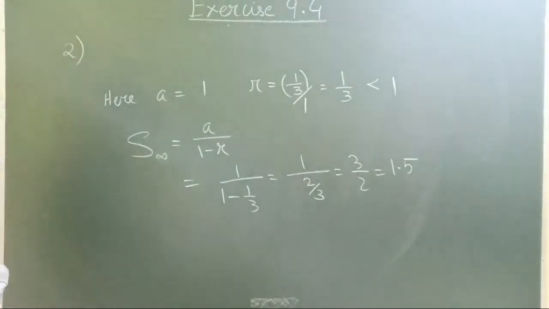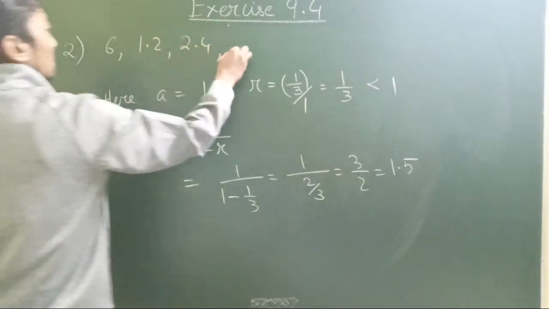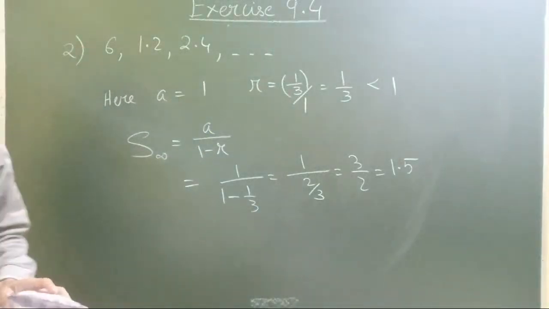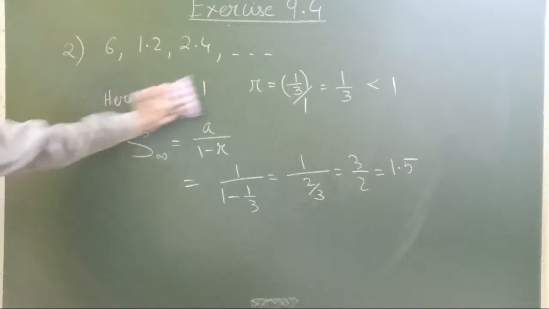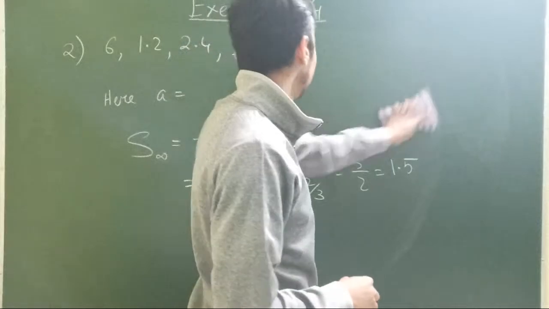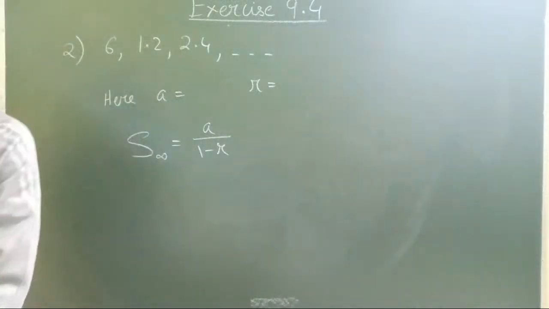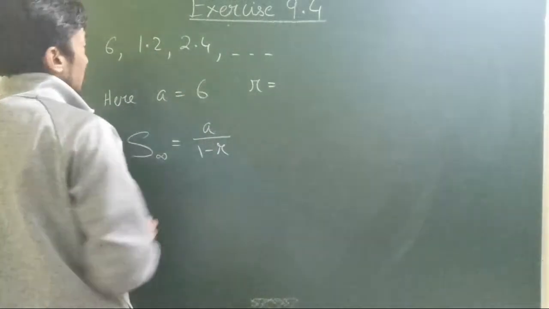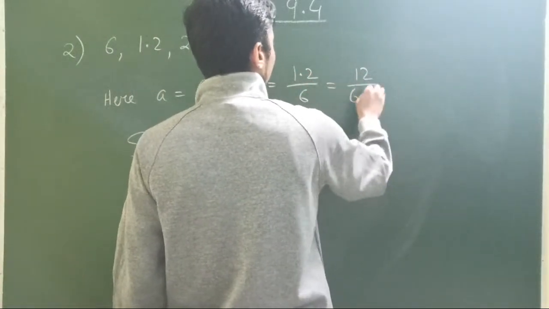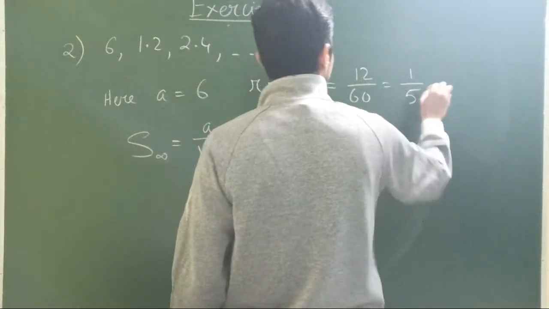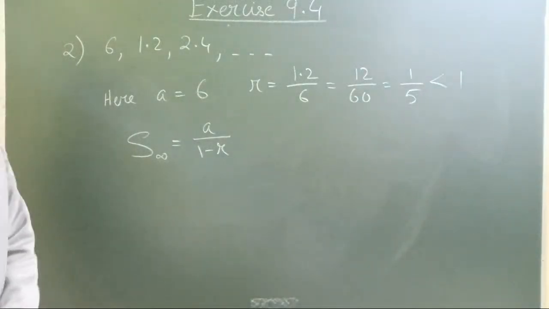Then pick up number 2, those who are done. 6, 1.2, 2.4, and so on. What is the first term and what is the common ratio here? The first term is 6. Common ratio, 1.2 divided by 6. That's like 12 divided by 60. 12 ones are 12, 12 fives are 60, so it's 1 by 5, which is of course less than 1.